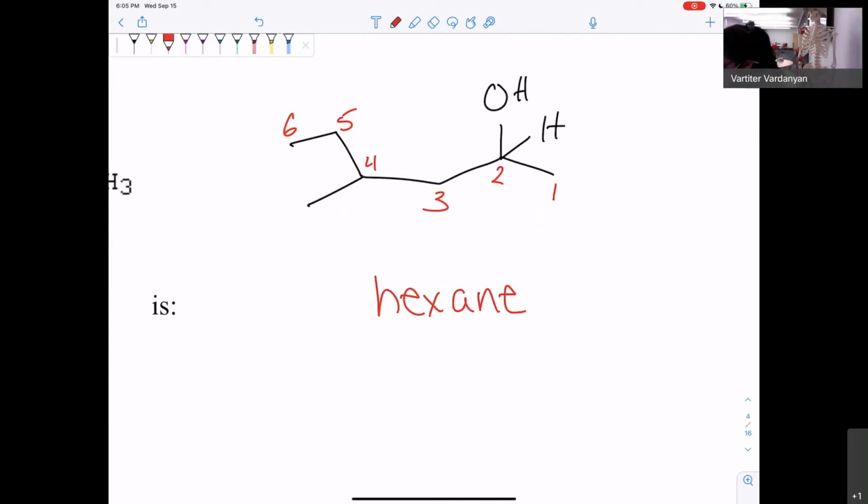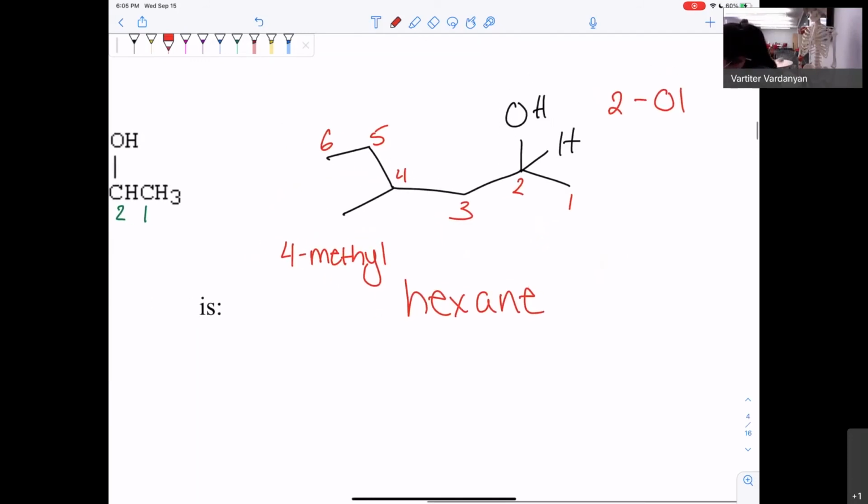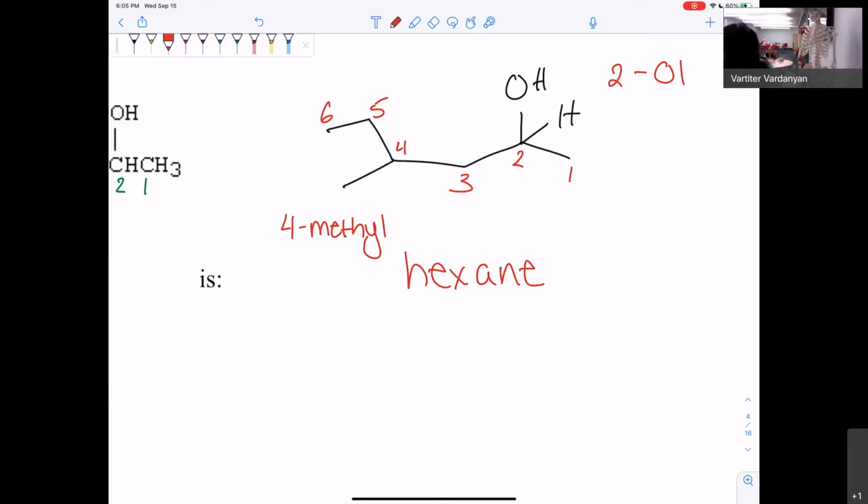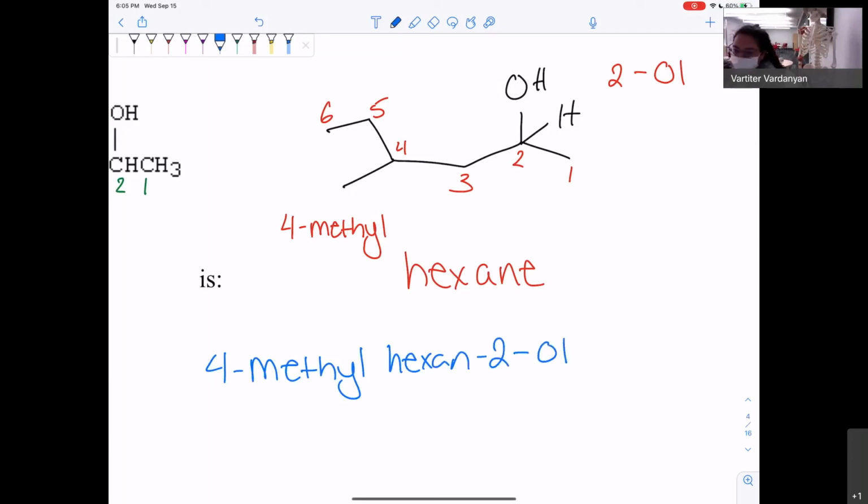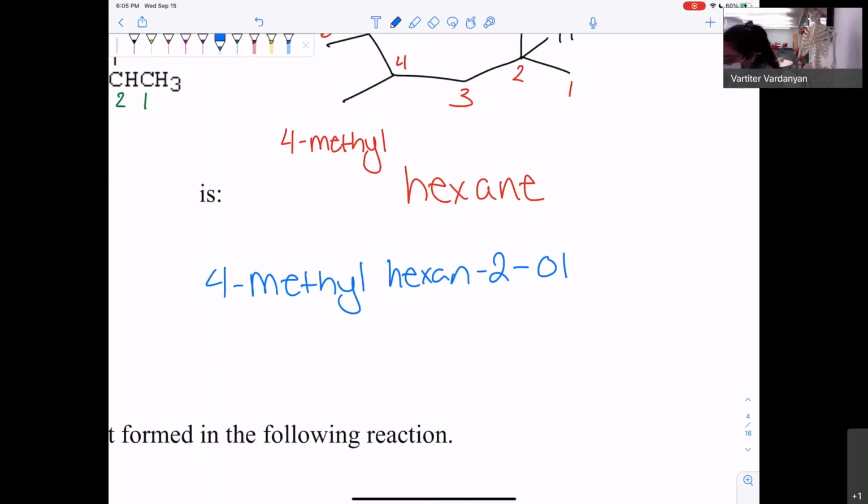On carbon number 4, we have a methyl. On carbon number 2, we have an alcohol. We're just going to put those pieces together to get 4-methyl. There are actually 2 ways we can write this, so I'm going to do the most correct IUPAC way: 4-methylhexan-2-ol. Ta-da.